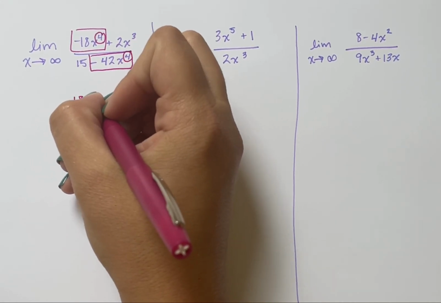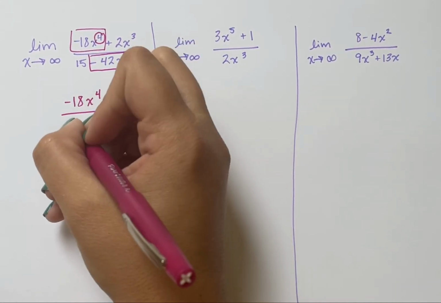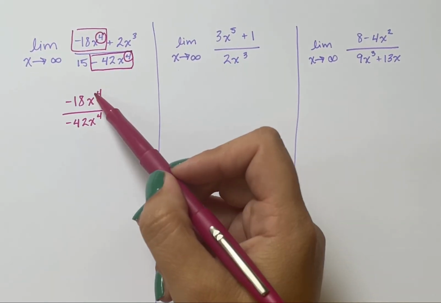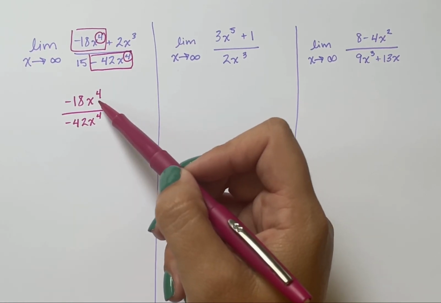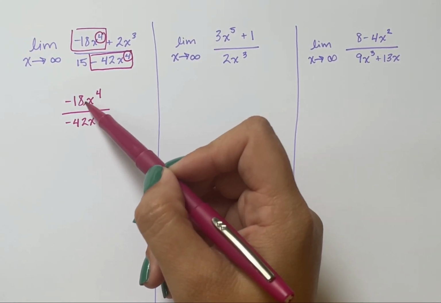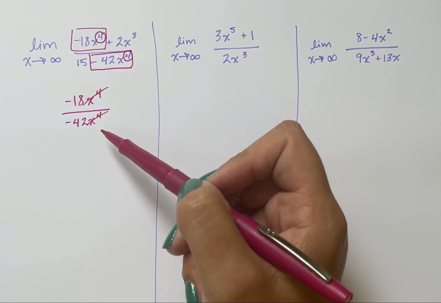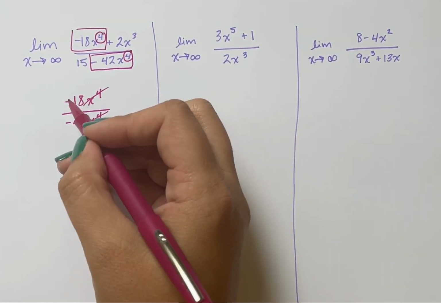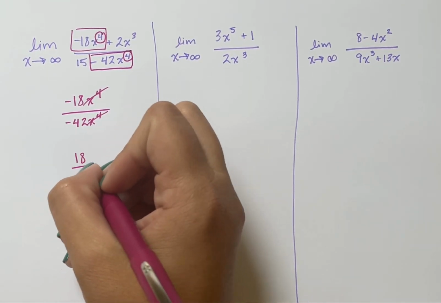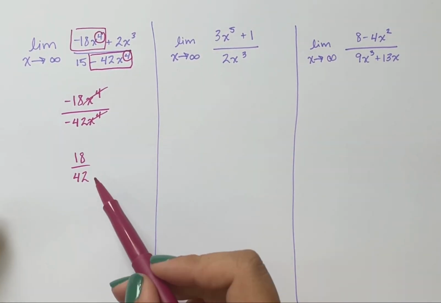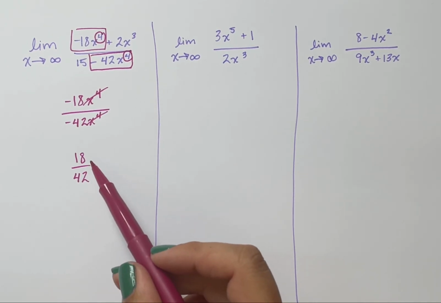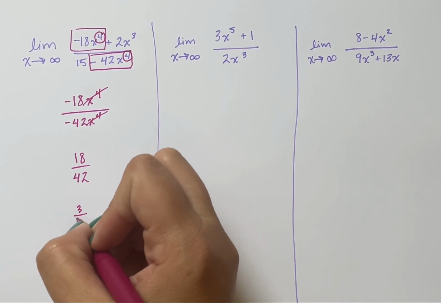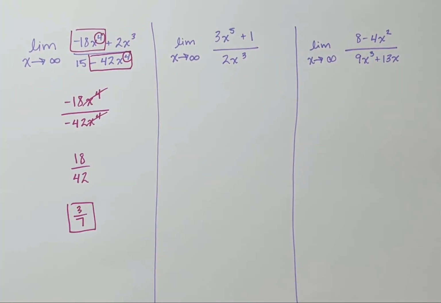So I'm going to rethink of this as negative 18 x to the fourth over negative 42 x to the fourth. Now these two, the variables here have the same degree, so they really are just canceling each other out. So I just need to focus on these leading coefficients. A negative divided by a negative will create a positive, and 18 over 42 can be simplified. They have a common factor of 6. So this would simplify to 3 over 7.